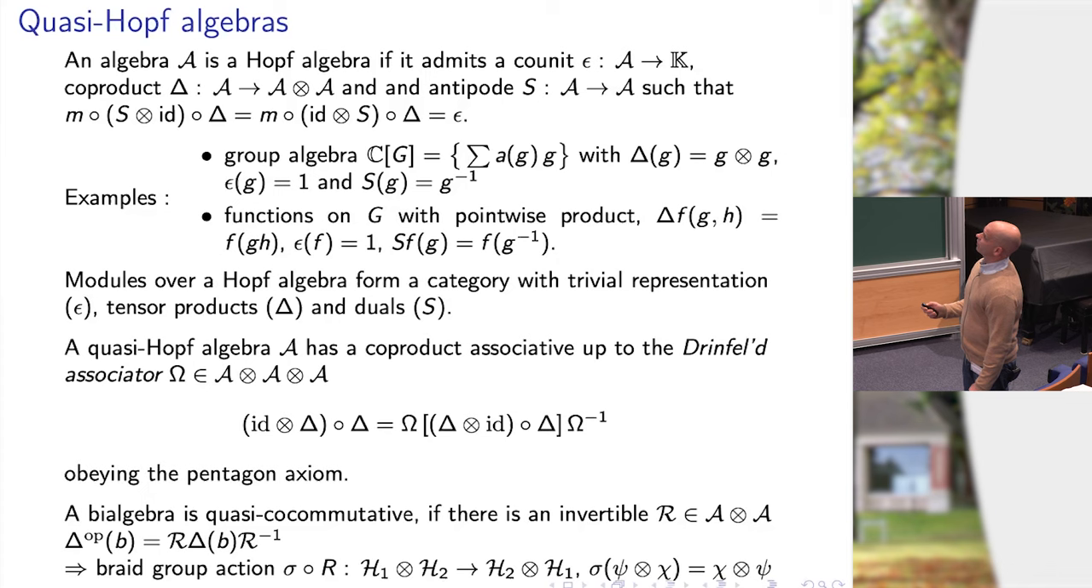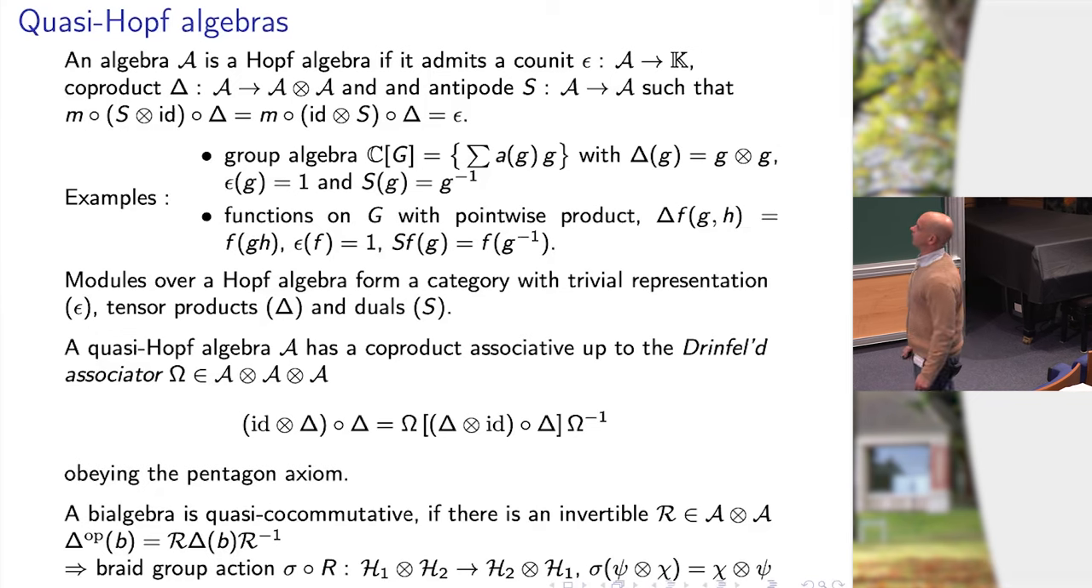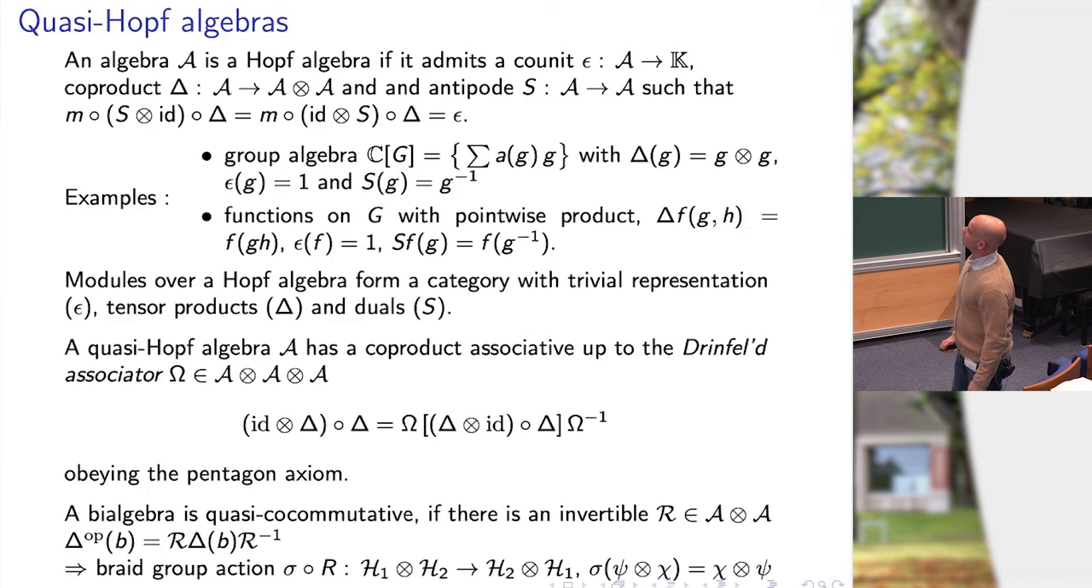First, the co-product must be co-associative, the co-unit must be the analog of the unit for the co-product, and so on. And the antipode is in fact the inverse of the identity for the convolution product. Two interesting examples: the group algebra, the linear combinations of group elements with coefficients in a field, with a very simple co-product, and the functions on the group with the point-wise co-product, in the sense that delta of f is a function of two variables, which is just obtained by multiplying the group elements.